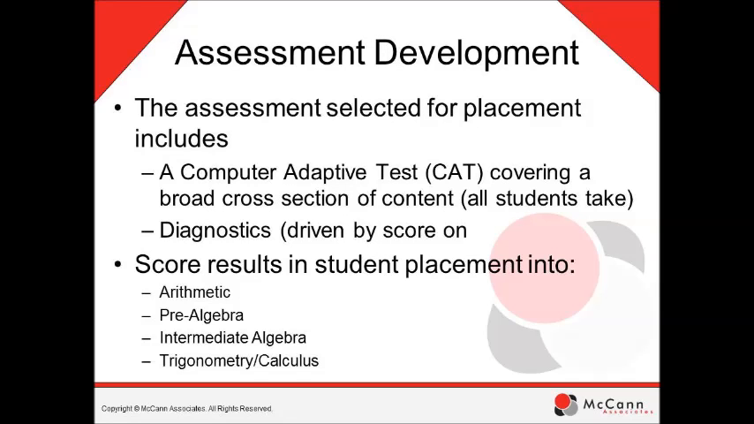The assessment selected for placement includes a General Computer Adaptive Test, or CAT, for math, which is taken by every student, and then 4 diagnostic tests which students receive depending on their score on the General CAT. These diagnostic tests are arithmetic, pre-algebra, intermediate algebra, and trigonometry calculus. These second diagnostic tests which students take are tailored to the student ability level and then will provide specific placement into courses.